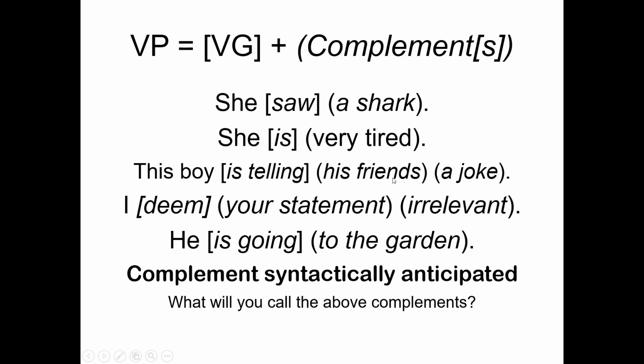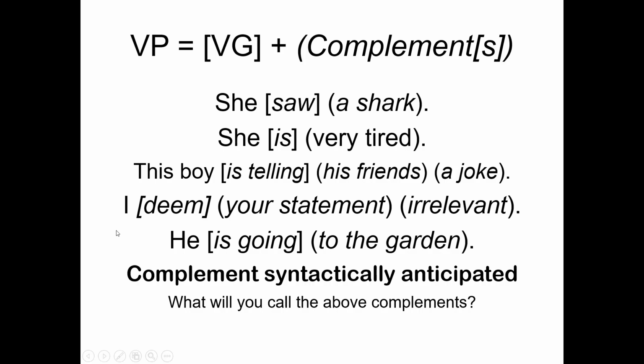The boy is telling his friends a joke. These two are objects. His friends is the indirect object, and a joke is the direct object. Why do I call them objects? Because you remember, an object can be moved to the front if you change the sentence into the passive voice. So you will say a joke is being told, or his friends are being told a joke.